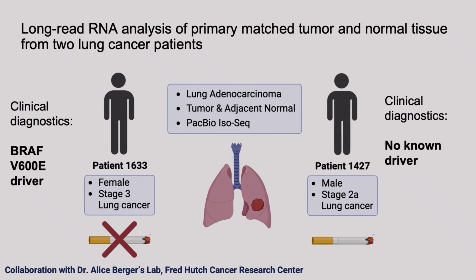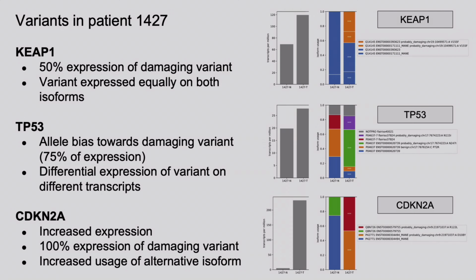For the other patient with no known driver, we were able to identify 3 alterations, one in KEAP1, one in TP53, and one in CDKN2A. The KEAP1 variant behaves the most like you would expect a variant intuitively to behave. So there's 2 isoforms of KEAP1. The variant is expressed equally on both for heterozygous expression. However, TP53 and CDKN2A are a bit more complicated.